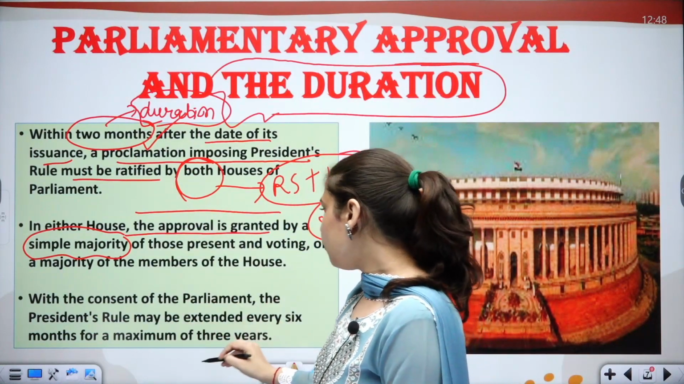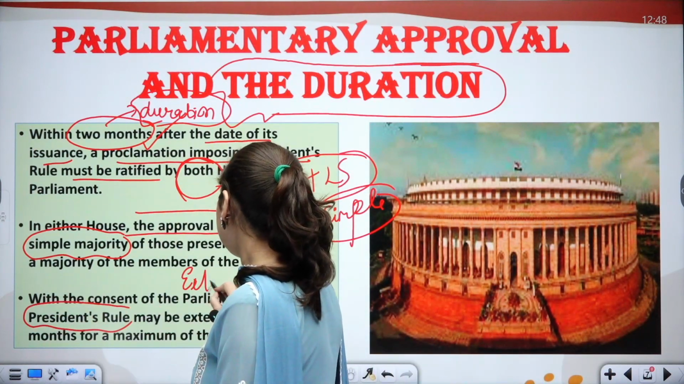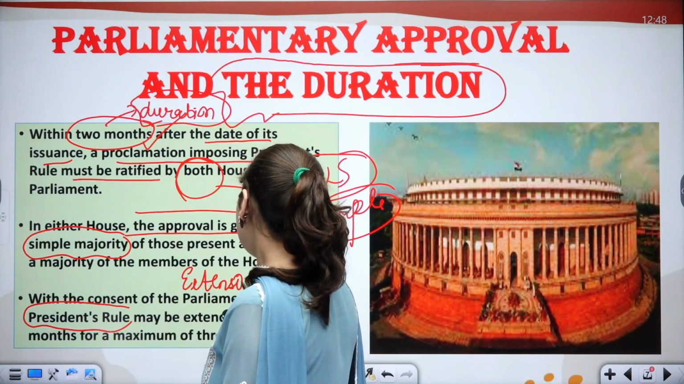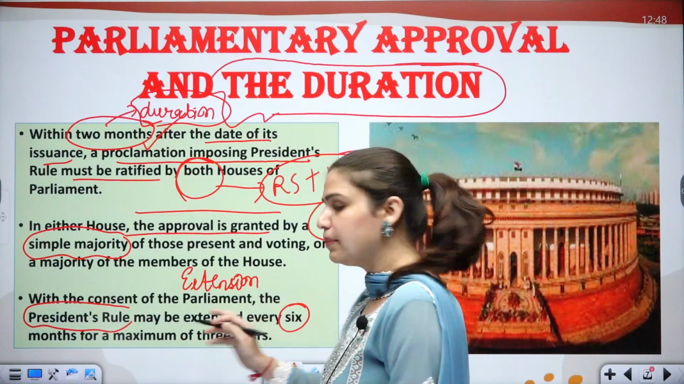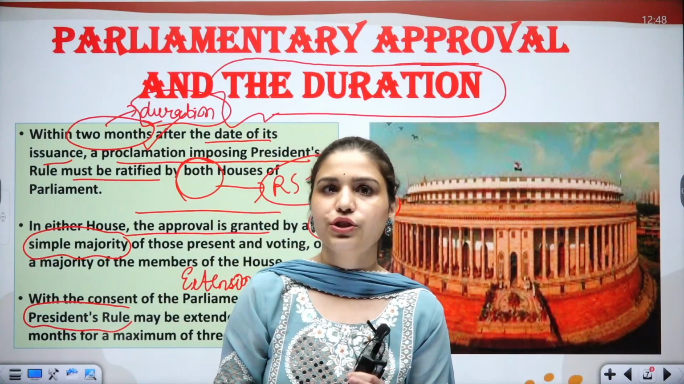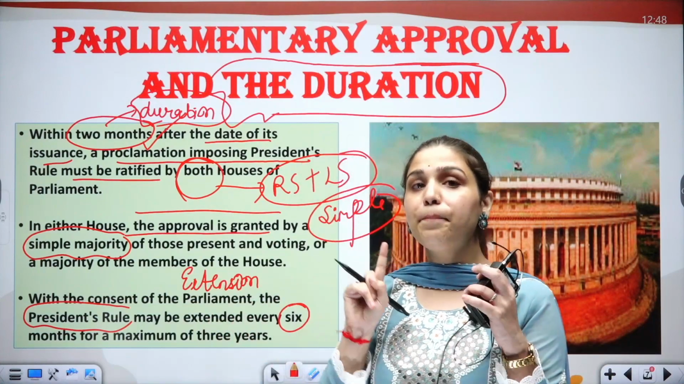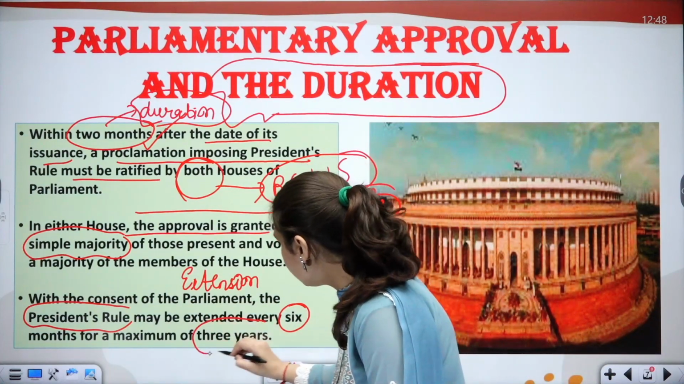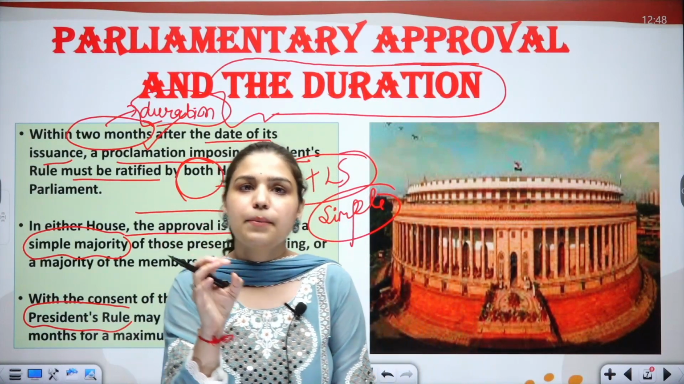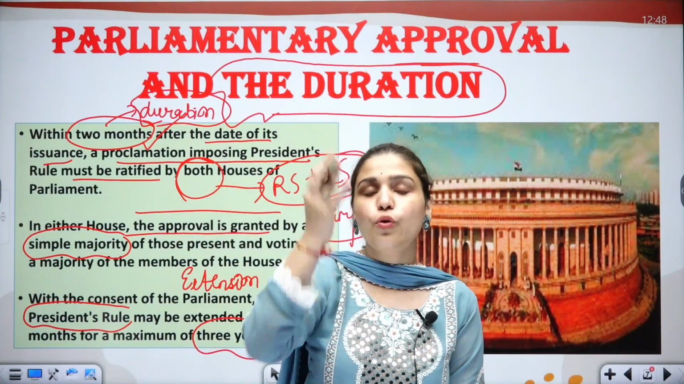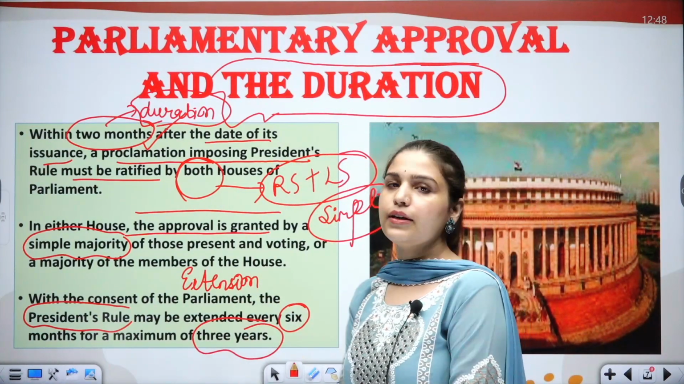Now, with the consent of parliament, here we are talking about extension. With the consent of parliament, it may be extended every 6 months. Every 6 months, there can be a fresh notification stating that this state would remain under president rule, but the maximum period is 3 years. That means beyond 3 years, the parliament or the president cannot enforce president rule in that state. The election should be conducted over there.